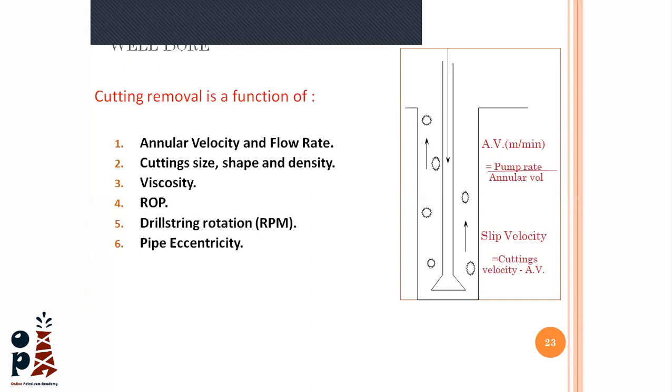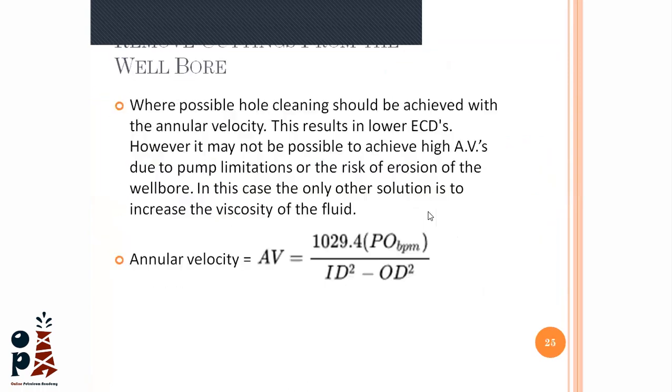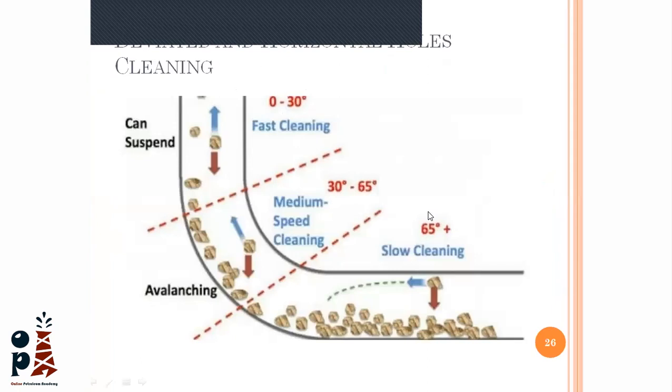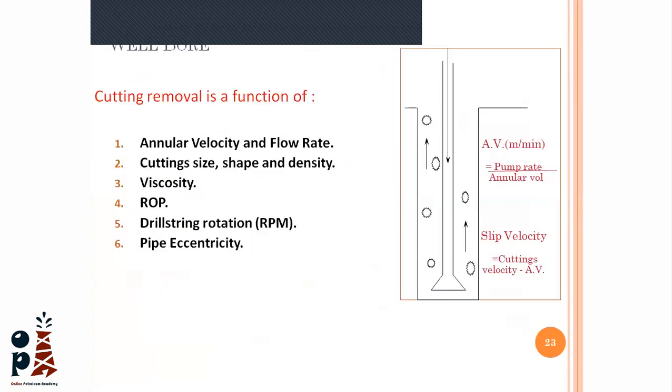Okay, guys, when we concentrate on this one, you will see the cutting here. This cutting has a sliding tendency to go to the bottom. Why? Because of gravity. You can see here the red arrow: the cutting wants to go down by gravity, which is the slip velocity. And this is the annular velocity going up. So there are two forces here, the annular velocity and the slip velocity.